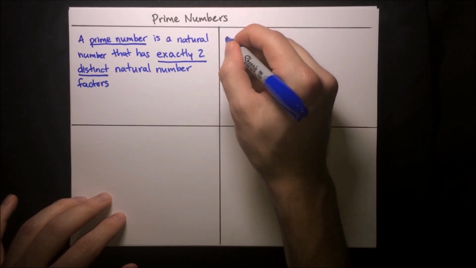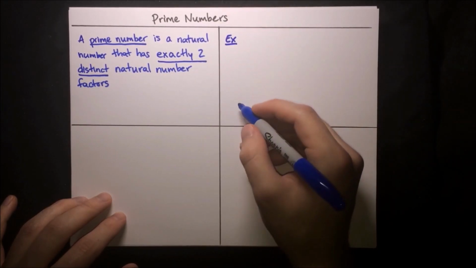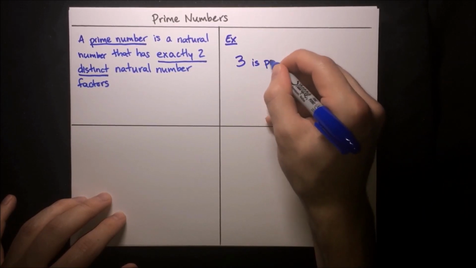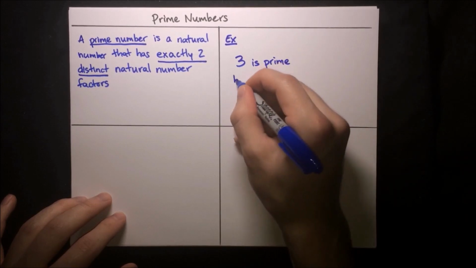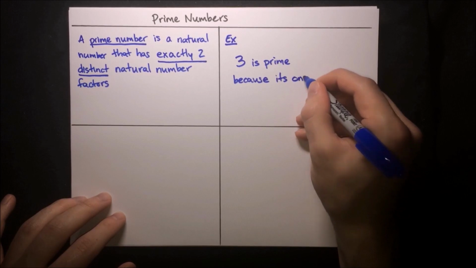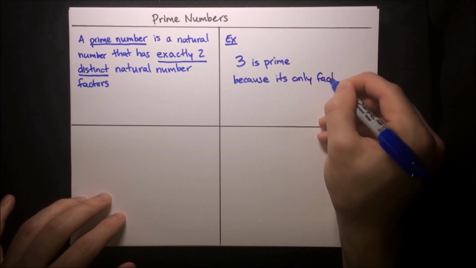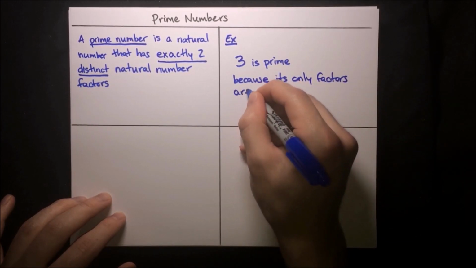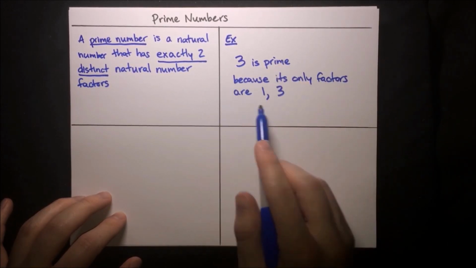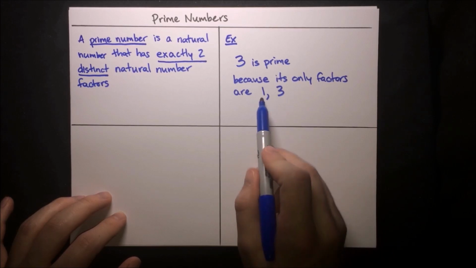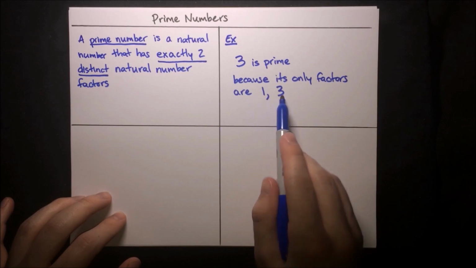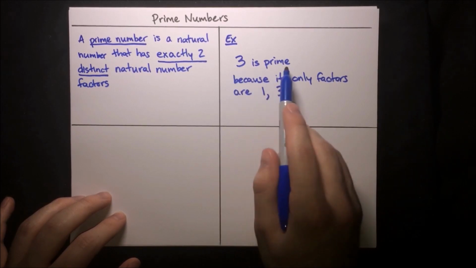So let's give an example of a prime number. An example of a prime number would be 3. 3 is prime because its only factors are 1 and 3. And of course we're just talking about the natural numbers here. So we've got two factors, 1 and 3, exactly two distinct factors. They're different numbers, 1 and 3, but there are two of them, so 3 is prime.